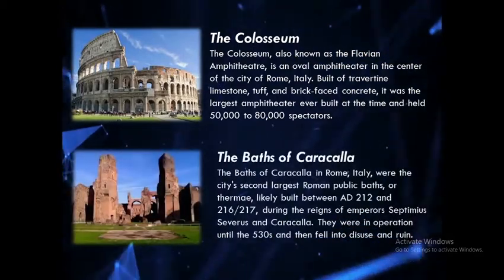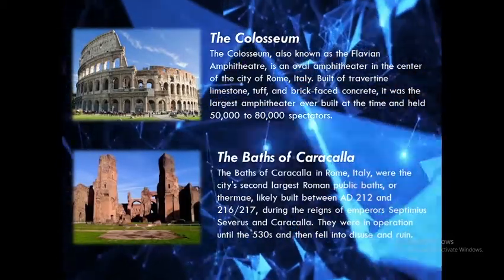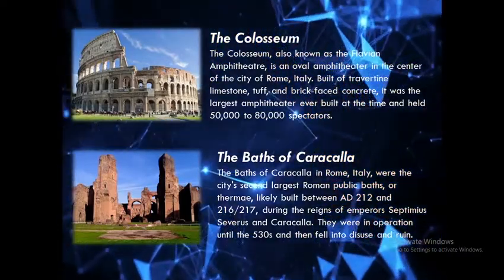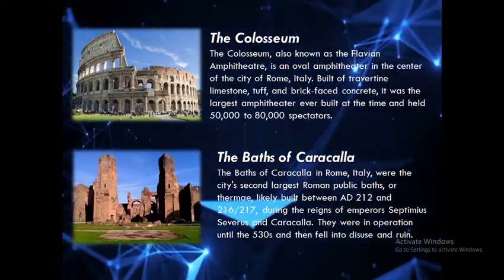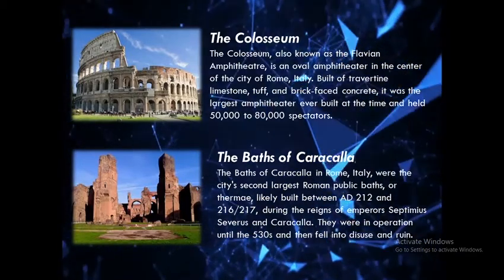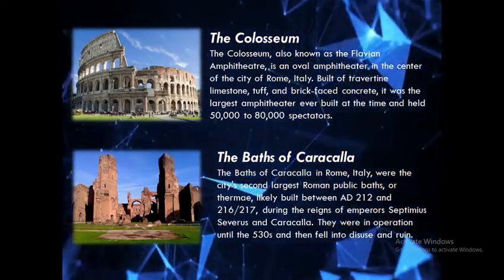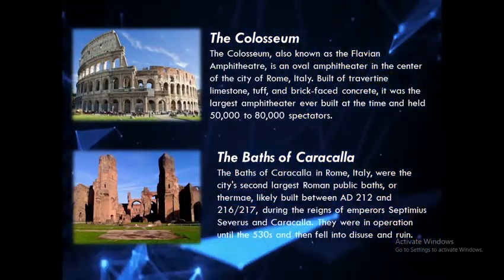The Baths of Caracalla. The Baths of Caracalla in Rome, Italy were the city's second largest Roman public baths, or thermae, likely built between AD 212 and 217 during the reigns of Emperors Septimius Severus and Caracalla. They were in operation until the 530s, and then fell into disuse and ruin.